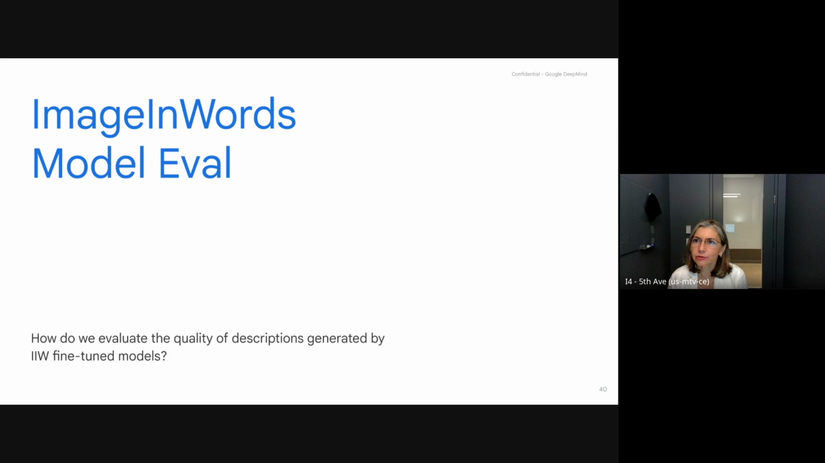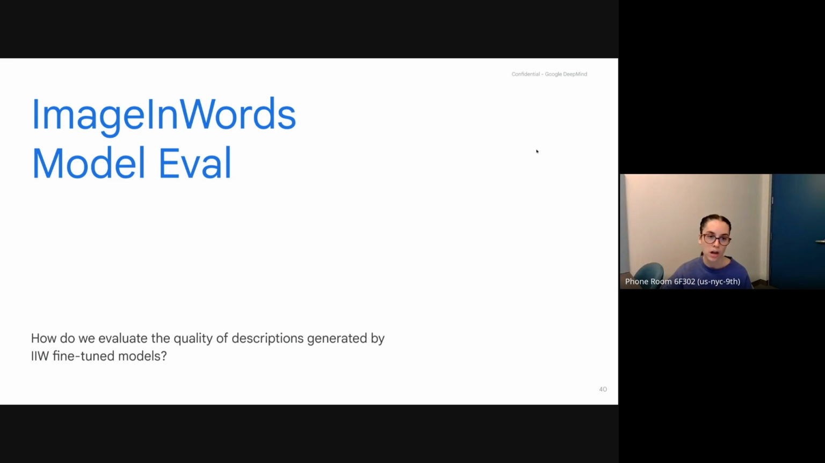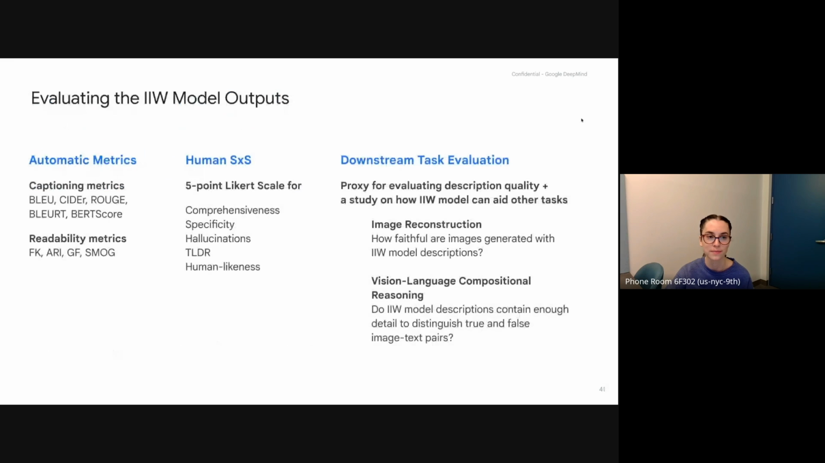Now I'll hand it to Andrea, who will talk about the model evals and our experiments. Thanks, Burcu. Yeah, so now we'll talk about the results we find when actually fine-tuning with our ImageInWords data. So let's get into it.